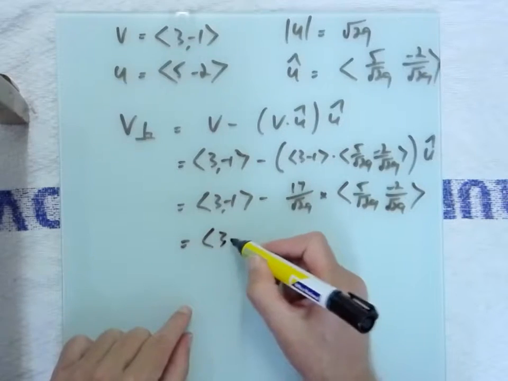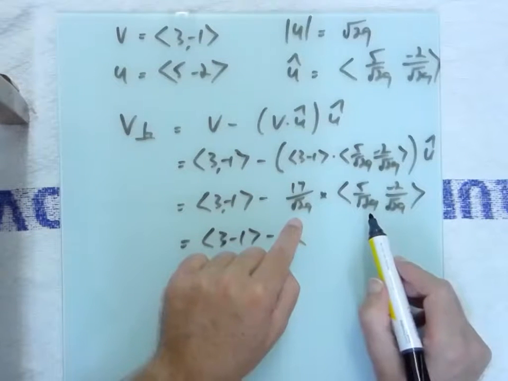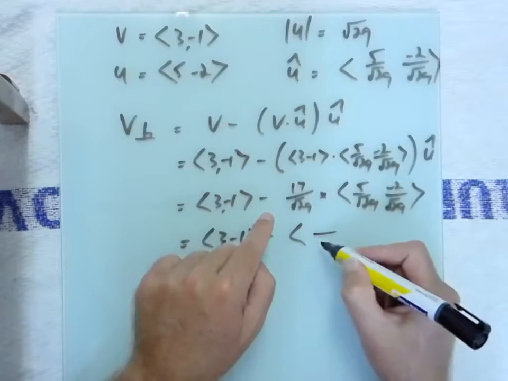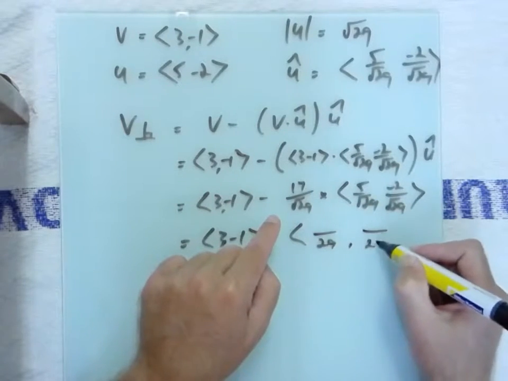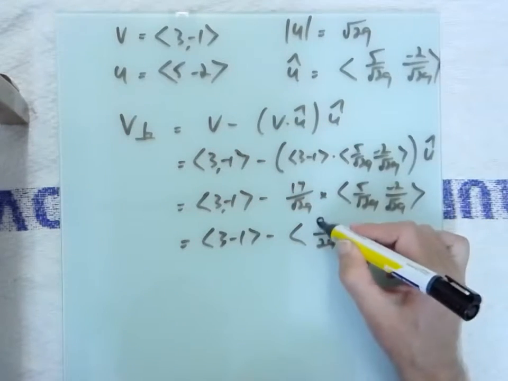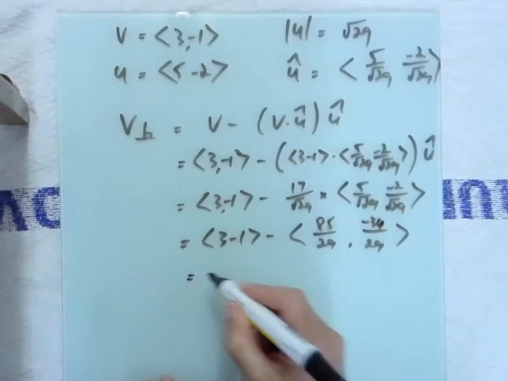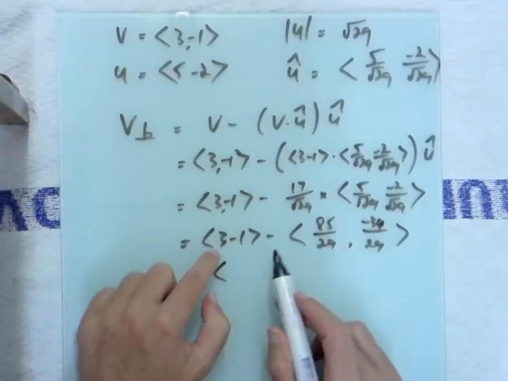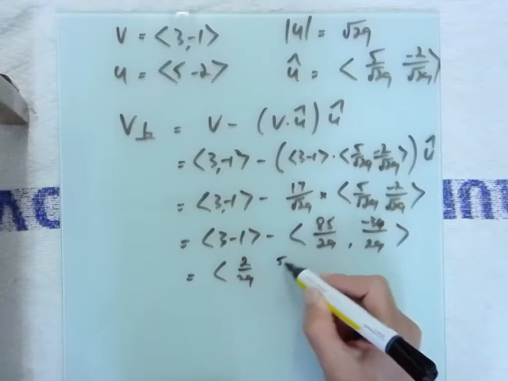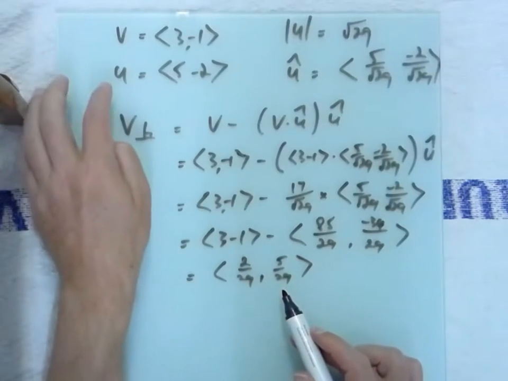Which is going to be 3. You can see how I've left that radical underneath. It's going to bounce out anyway. So I've got 17 times 5 on 29 and 17 times negative 2. So that is going to be 85 and minus 34. And that's going to give me a nice answer of 3 minus 85 on 29. Clearly you are going to use your calculator, and so that's perpendicular to u.